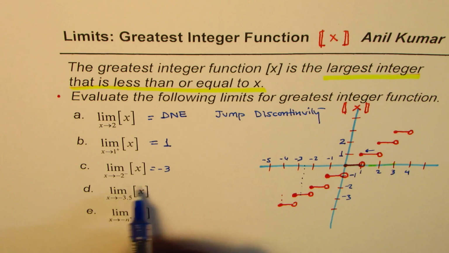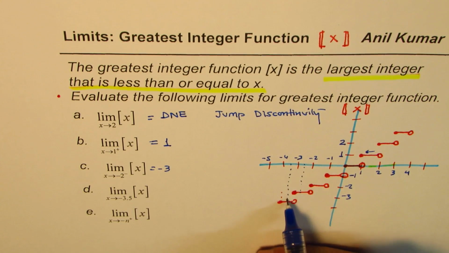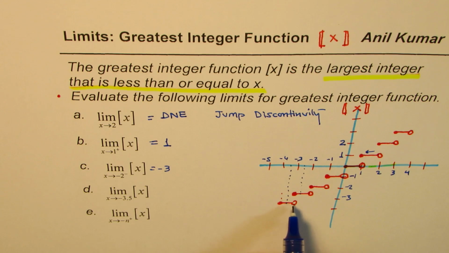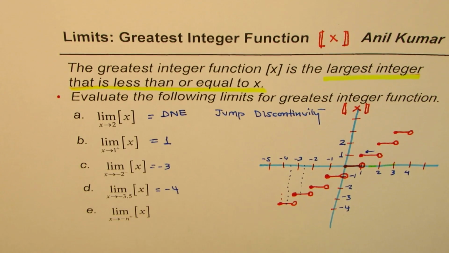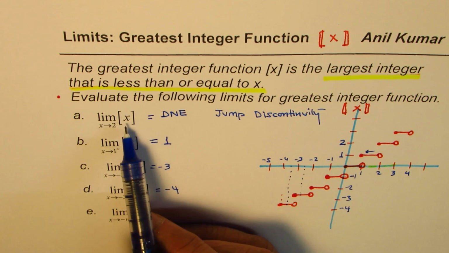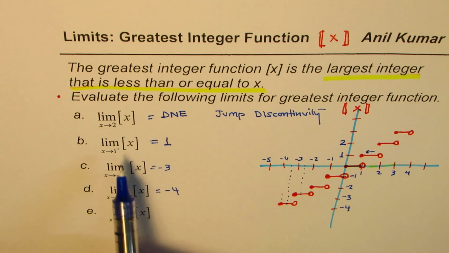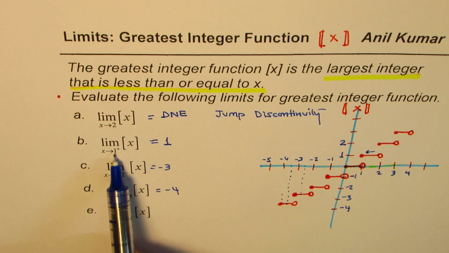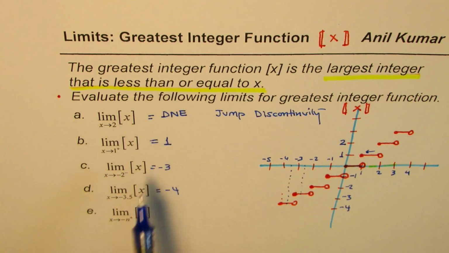Now let's get to this one. It says limit of the function when x approaches -3.5, somewhere here. So you're approaching this point from both sides. Either side you approach a value of -4, and therefore this is -4. So in between you approach a value, but at the edge the limit does not exist. If you are approaching from the right side, you approach this value itself, as with 1. But if you are approaching from the left side, as we did for 2, you approach a lower value.